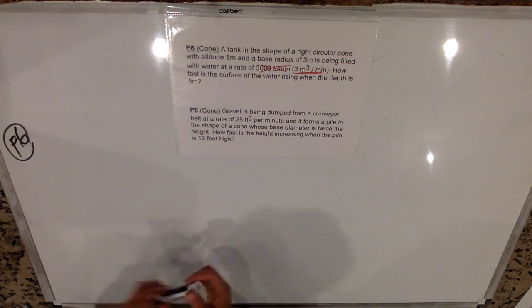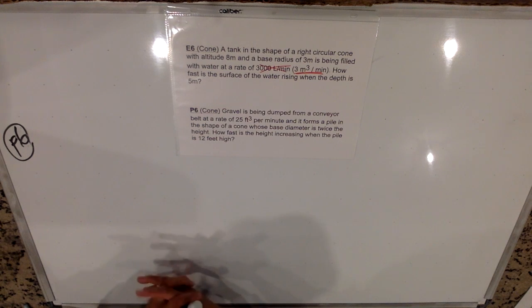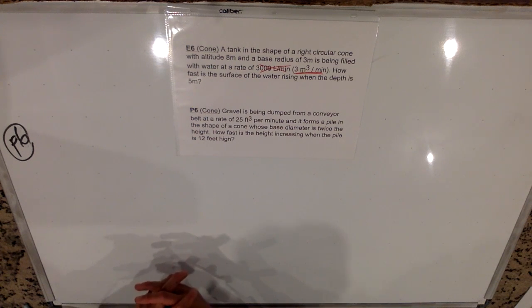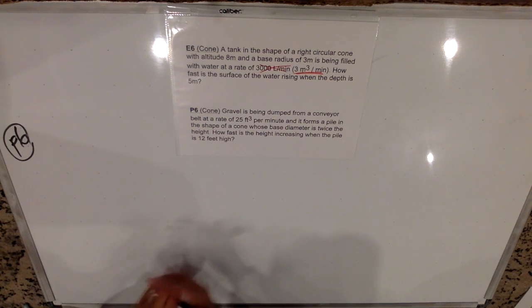All right. Gravel is being dumped from a conveyor belt at a rate of 25 cubic feet per minute, and it forms a pile in the shape of a cone whose base diameter is twice the height. How fast is the height increasing when the pile is 12 feet high? Cool. Pause me if you want.